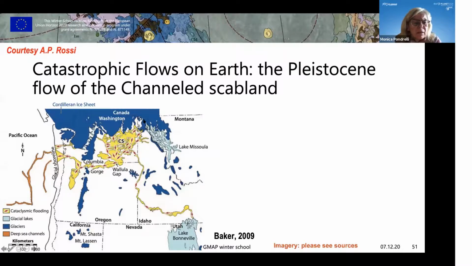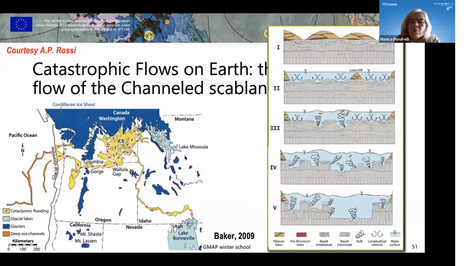When this ice sheet started to retreat, the water of the lake, dramatically, catastrophically, better to say, formed these huge floods, gigantic flows, I would say. And these flows cut inside the loess deposit here, but also the basaltic flow. These turbulent flows, 100 meters deep, formed this characteristic geometry.